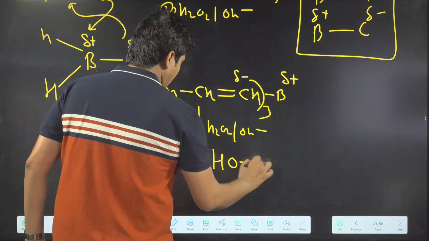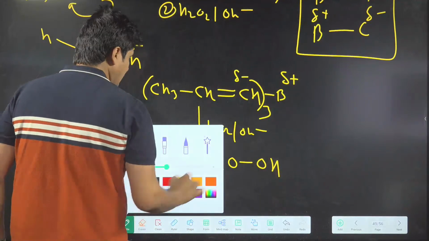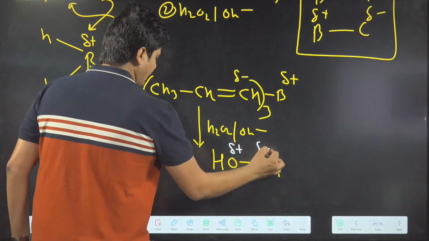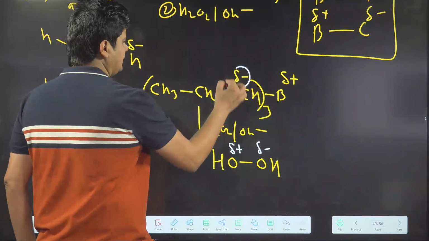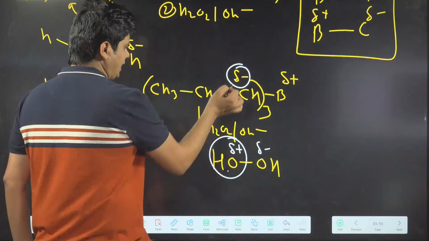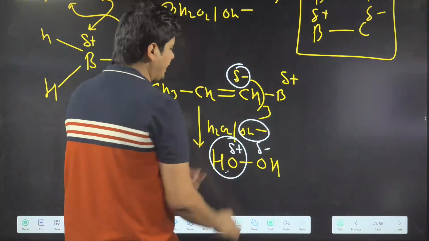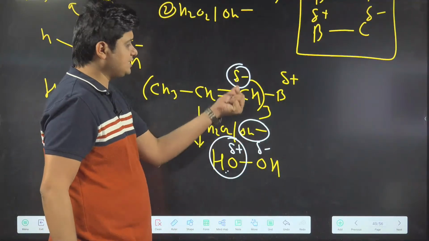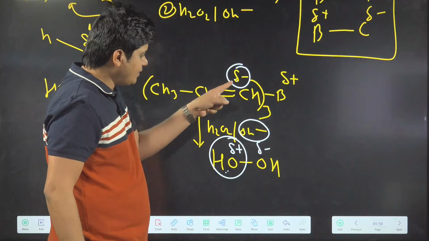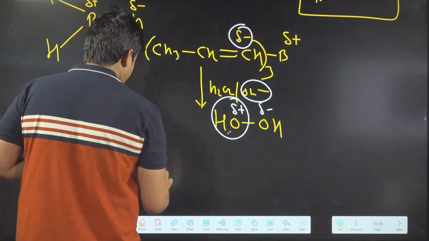H2O2, OOH, I can write like this. So this H2O2 I can write as O plus, O minus. What will happen? This minus binds with this plus. It is not binding with this OH minus. Minus minus cannot bind there, common sense. What will happen? This minus binds with this OH plus of hydrogen peroxide. So what is formed there?